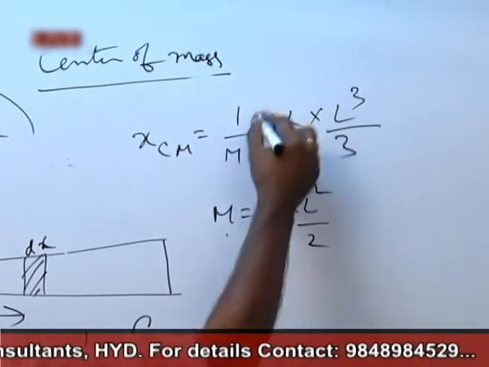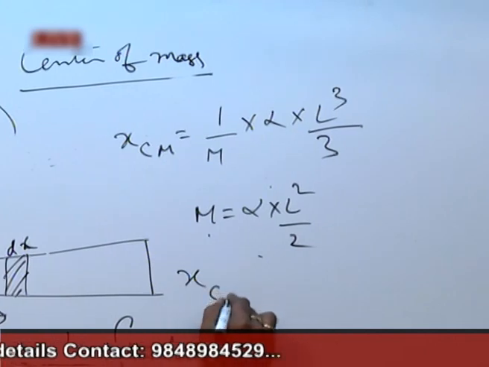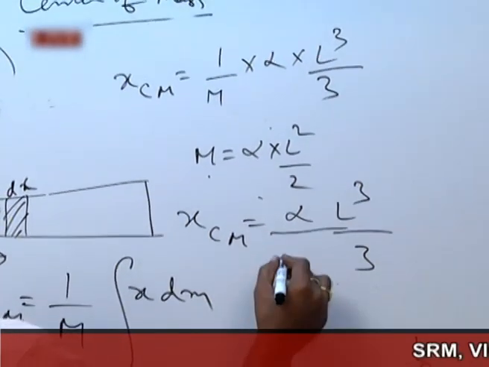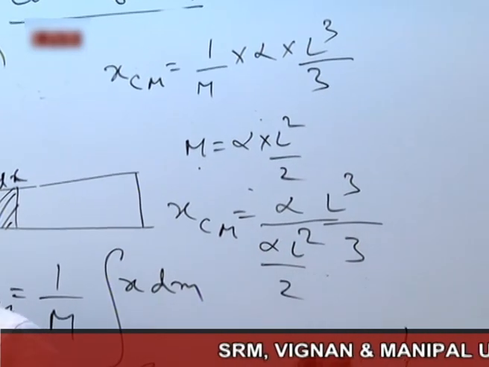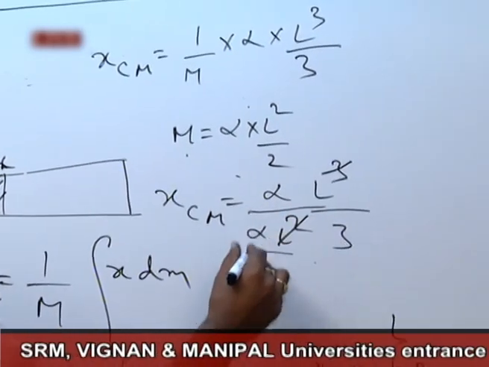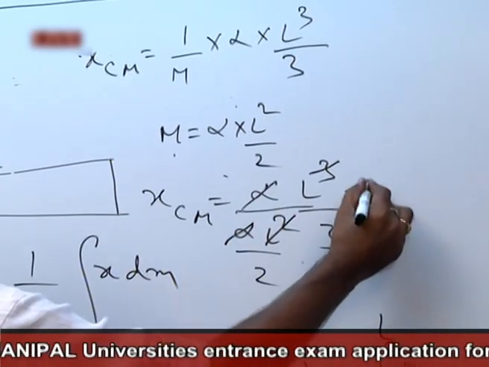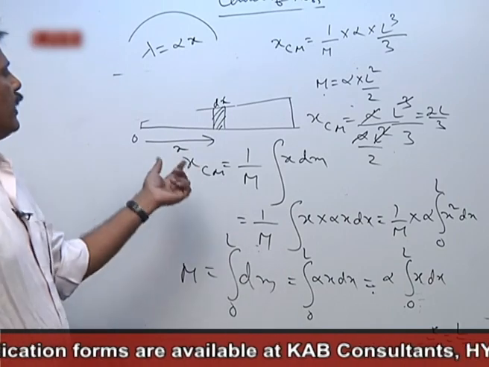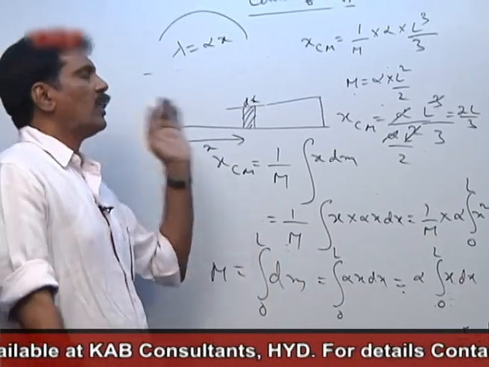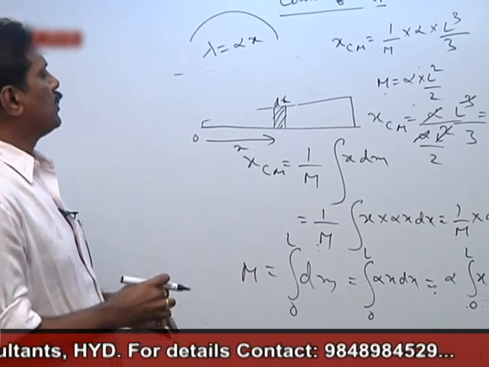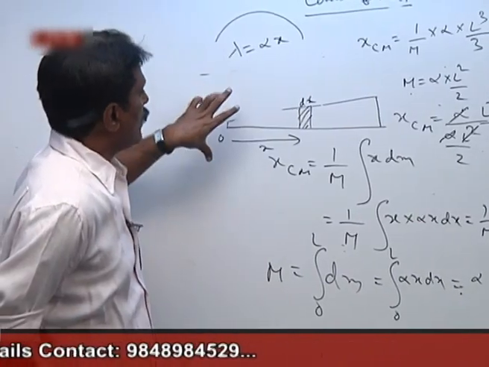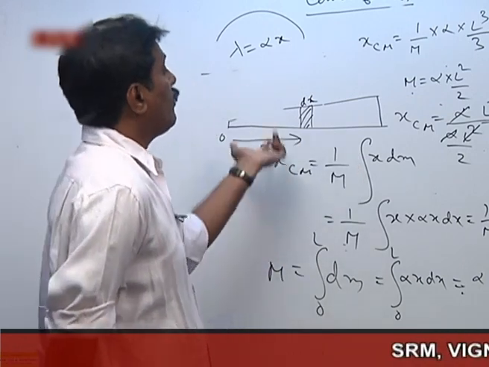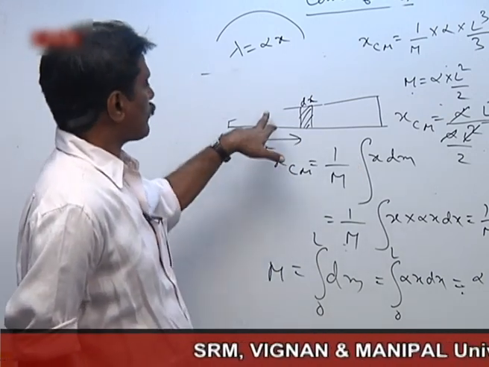XCM is equal to this divided by m. Alpha L cube by 3 divided by alpha L square by 2. So, alpha and L square get cancelled. This will be equal to 2L by 3. That means center of mass will be at a distance 2L by 3 from the origin. So, this is how we find the center of mass for non-uniform distribution of mass.